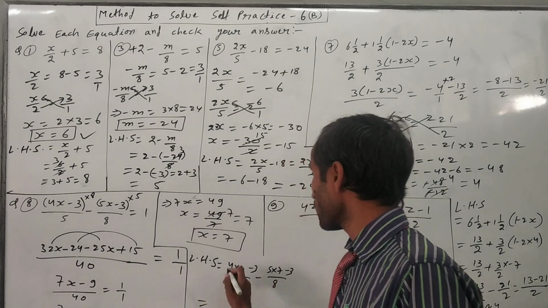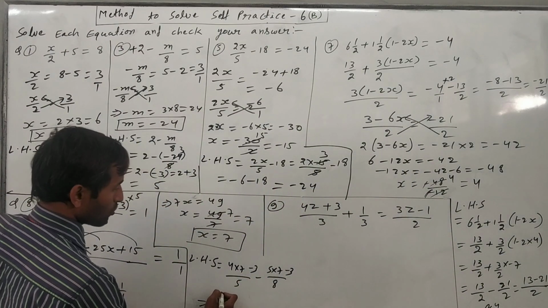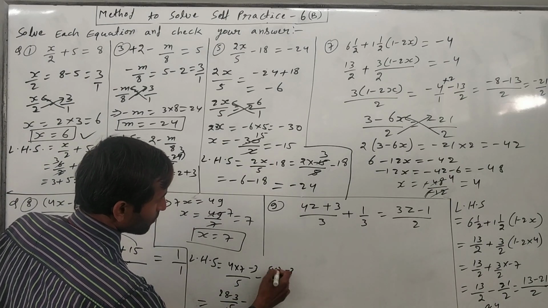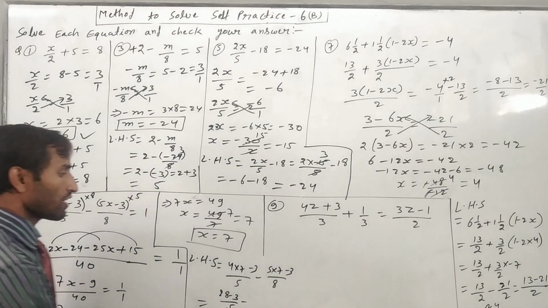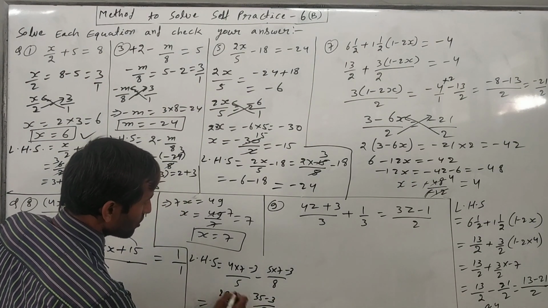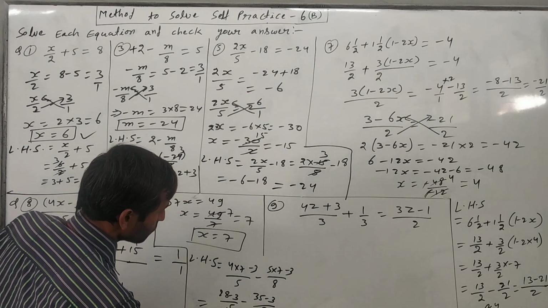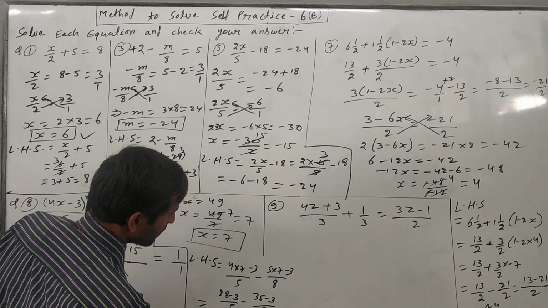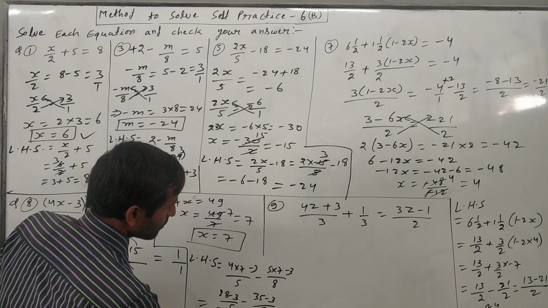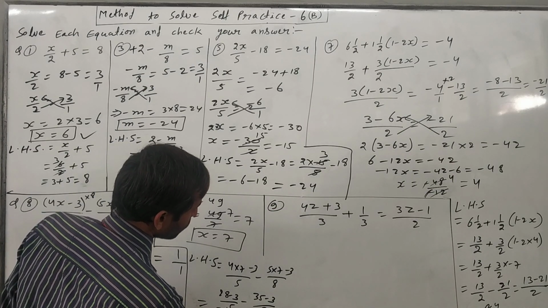Now multiply, 7 fours are 28 will come. So (28 minus 3) upon 5, and minus 7 fives are 35, (35 minus 3) upon 8. Now you will subtract, 25 upon 5 will come. Here we will subtract, 32 upon 8 will come. Now it will cancel out, 5 will come, and it will cancel out, 4 will come. Means 5 minus 4, you will subtract, 1 will come.